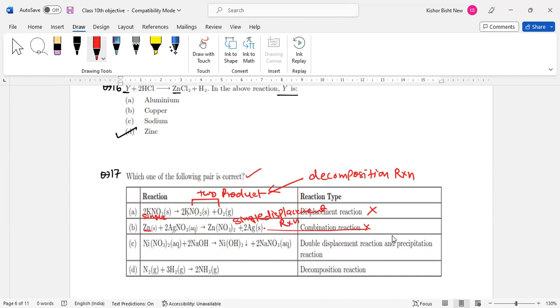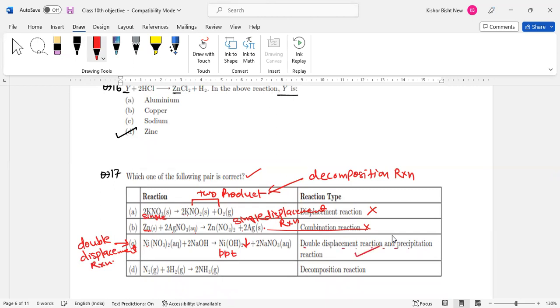Now come to the third one. Ni(NO3)2 aqueous solution plus NaOH gives Ni(OH)2. You see the arrow sign is downward, which means this is a precipitate, PPT. So you need to remember that a precipitation reaction is also called a double displacement reaction. If any equation is a double displacement, it is also called a precipitation reaction, and a precipitation reaction is also called double displacement. So this is both a double displacement reaction and a precipitation reaction.